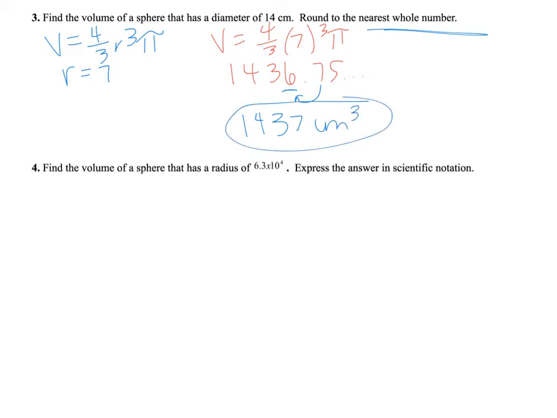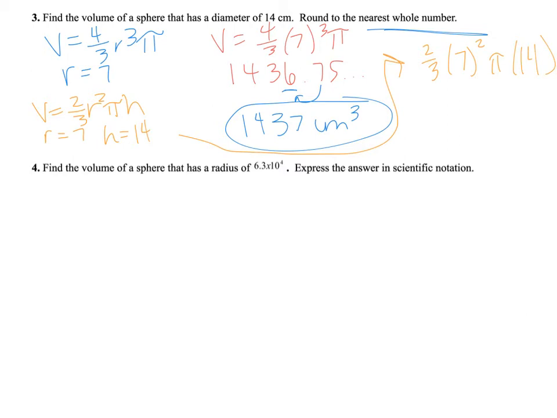Some of you have learned to do this one with the other volume formula, where the volume is 2/3 of the cylinder. And in this case, the radius is 7 and the height is the diameter, so it's 14. You would end up with the same exact thing. I'm going to do this over here. So it'll be 2/3 times 7 squared times pi times 14. And you would still end up with the same answer, which is 1437 centimeters cubed.